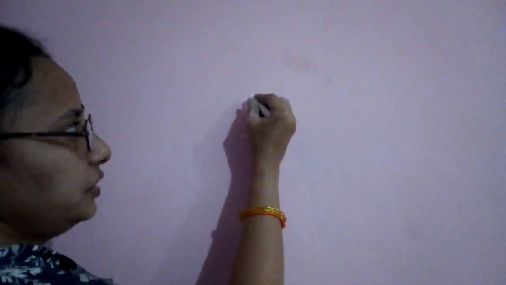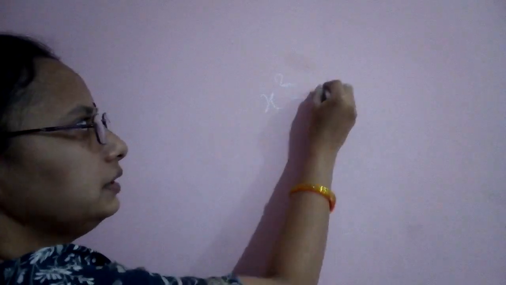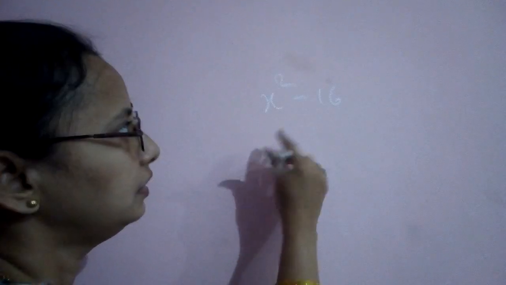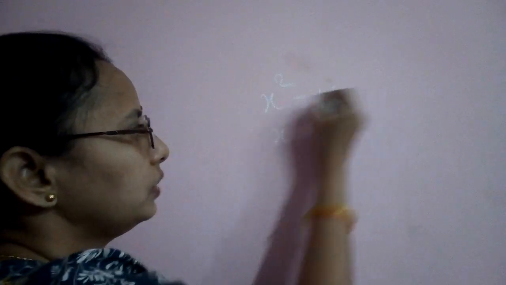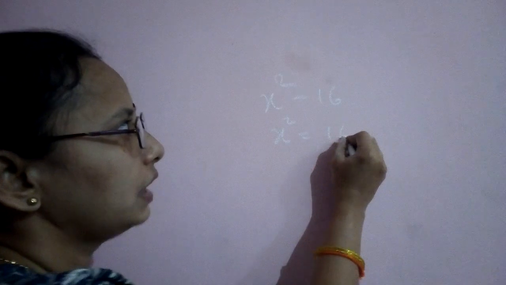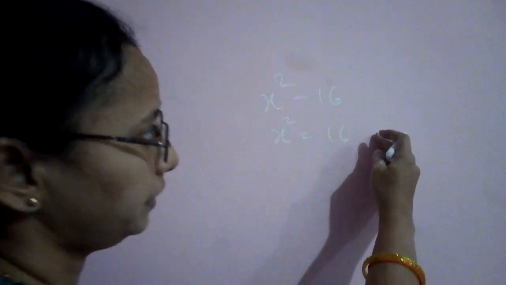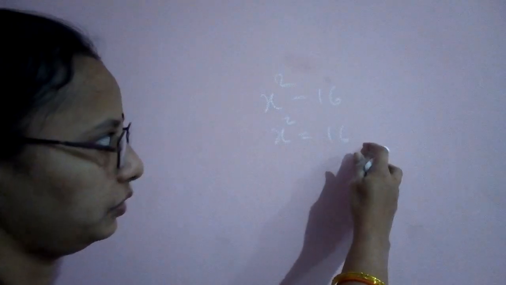And the equations would be, I've written some equations for the demo and to practice. Let's take the first equation, x square minus 16. Here we have to find out the value of x. The x square is equal to minus 16. We are taking the minus 16 from the left hand side to the right hand side, and the minus will become a plus.